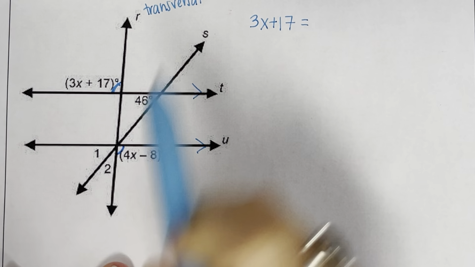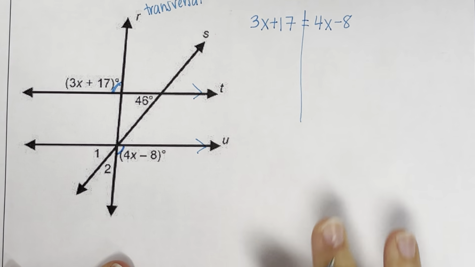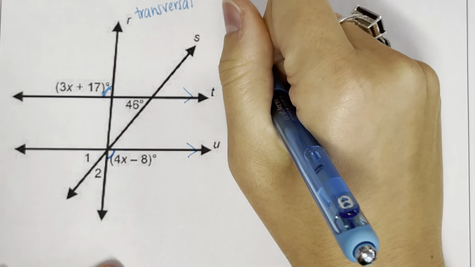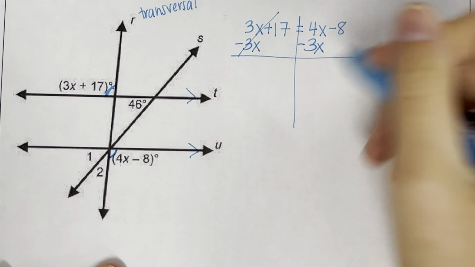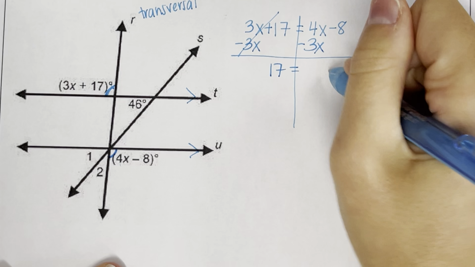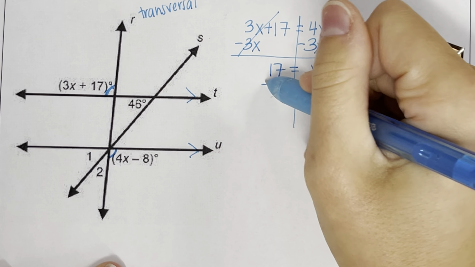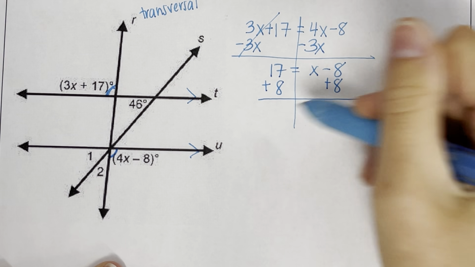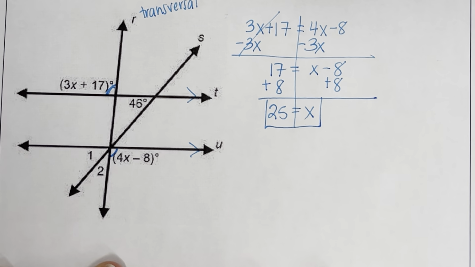So 3x plus 17 equals 4x minus 8. And I'm gonna solve for x. So I'm gonna subtract 3x from both sides. I always like to move the smaller one. I don't wanna deal with the negative. 17 equals x minus 8. And then move my constant to the other side. I get 25 is my x value.